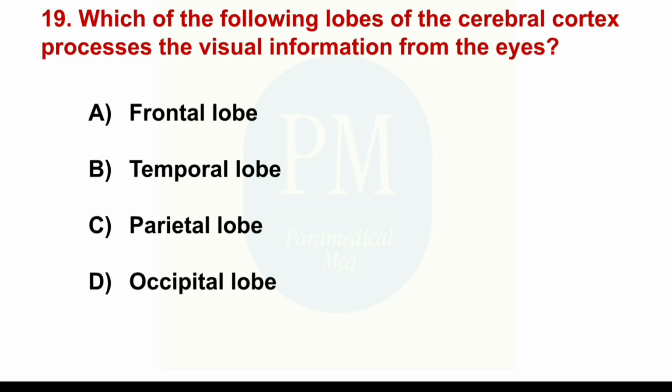Which of the following lobes of the cerebral cortex processes the visual information from the eyes? Option A, frontal lobe, option B, temporal lobe, option C, parietal lobe, option D, occipital lobe. The correct option is option D, occipital lobe.